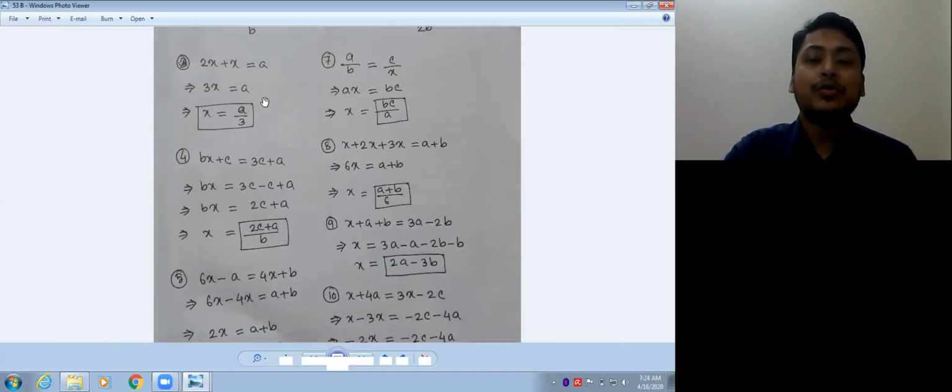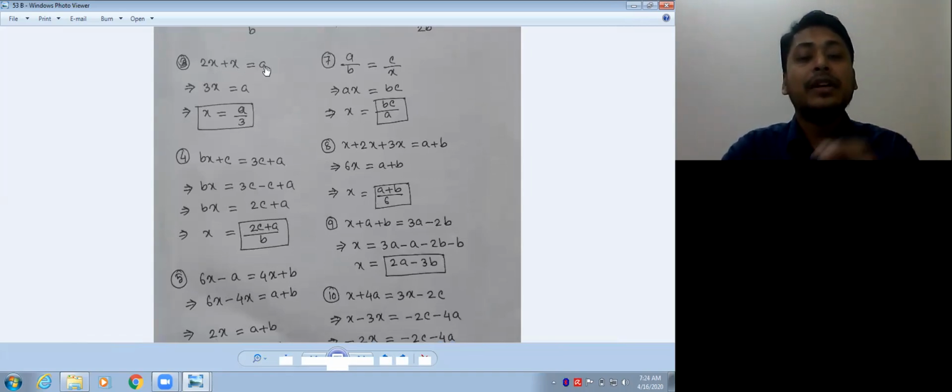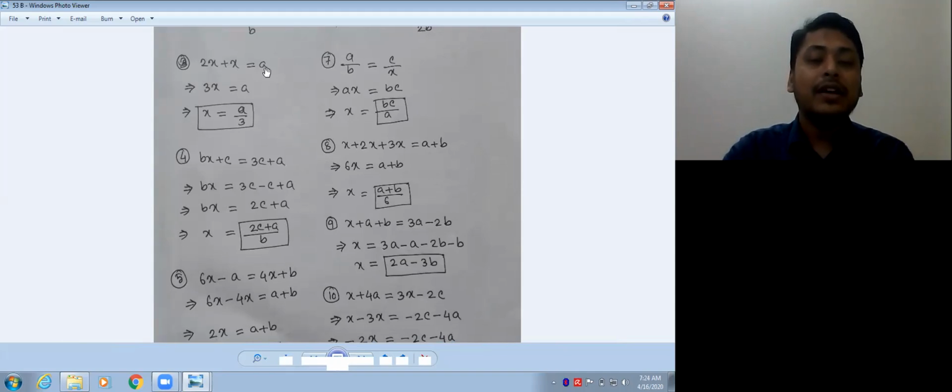Okay, let's see number 3. 2x plus x equals a. There is no x in the right hand side, only x in the left hand side. So add them together. 2x plus x equals 3x equals a. Now we can write x equals a by 3. This is our answer. Because this a was multiplication, it has been division.